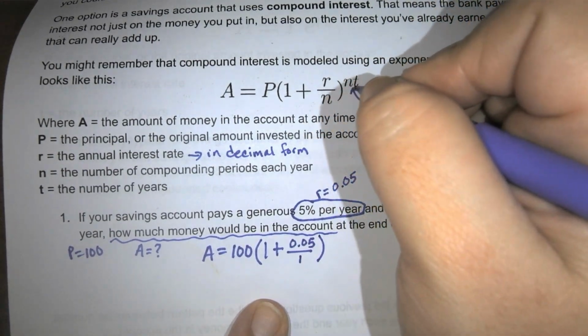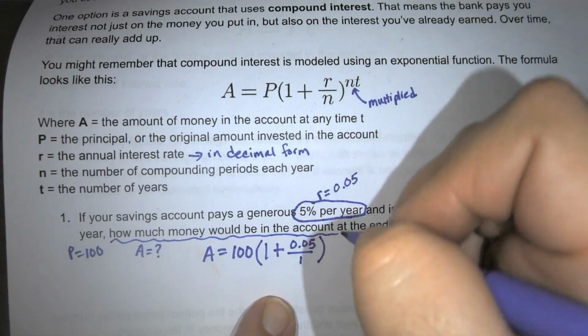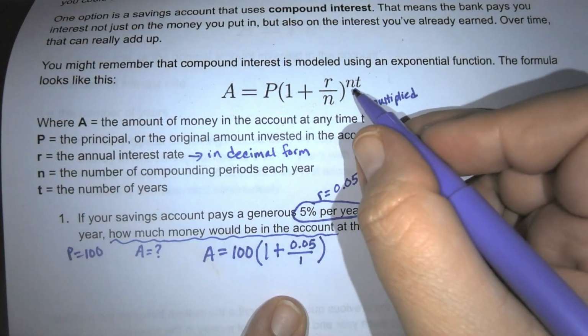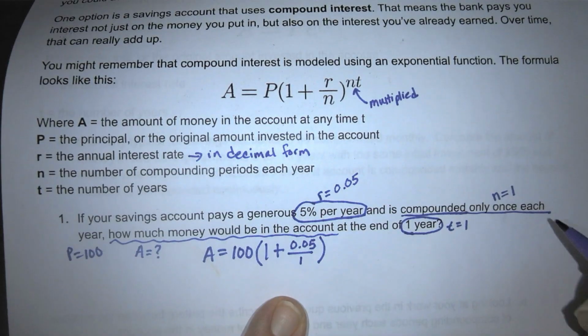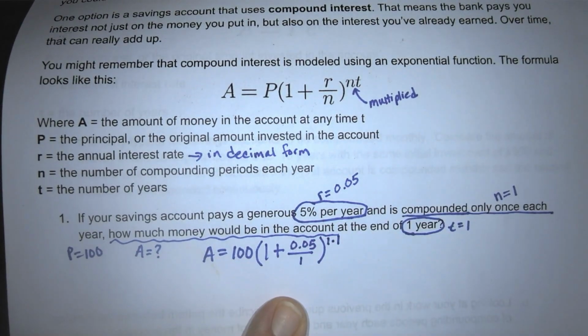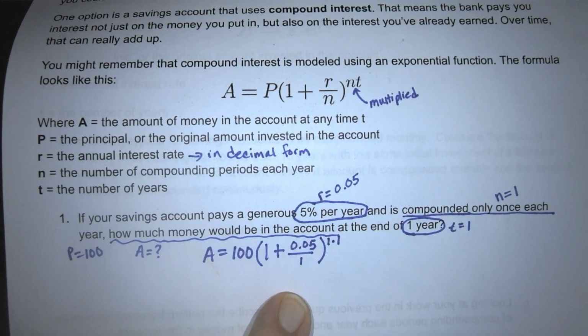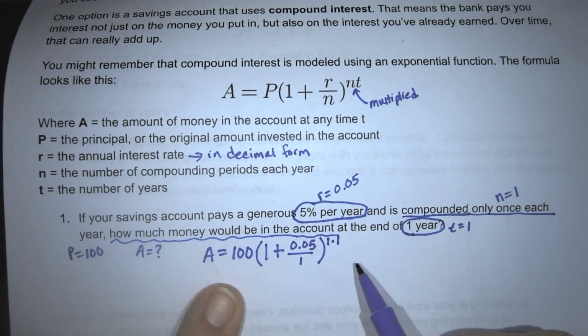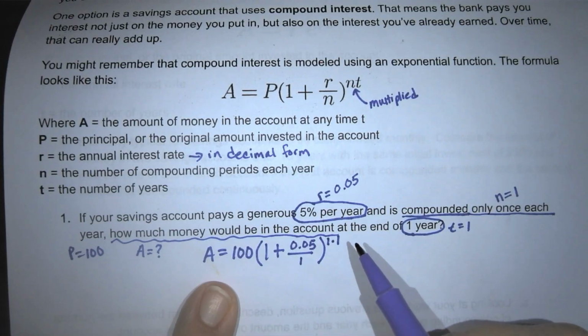And then these are exponents. So I'm going to write them small and up here. And I'm going to multiply them times each other. So N we know is 1, and T we know is also 1, so it's just going to be 1 times 1. And that looks kind of silly right now, the way it's written, but we're going to keep it like that so that we show that we knew where every number went in the formula, and we're putting it in the proper place.